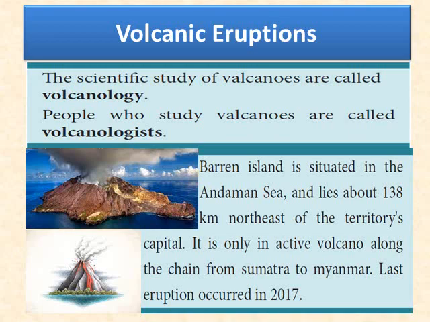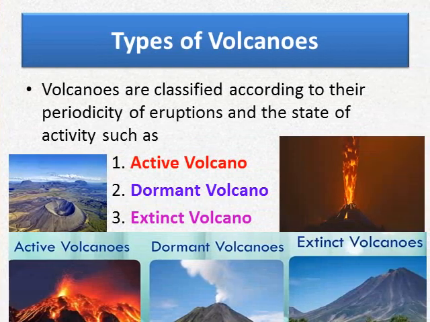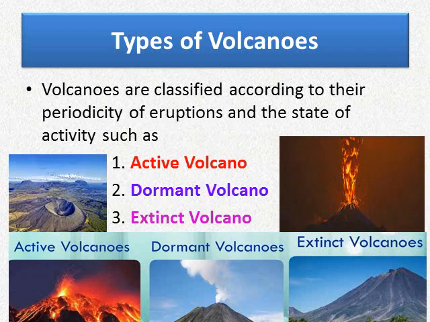Now children, let us learn about the types of volcanoes. Dear children, volcanoes are classified according to their periodicity of eruption and state of activity. The first is the periodicity of eruptions, how frequently or how rarely they erupt, and the second is their state of activity, how active or how dormant they are. We can classify them as active volcano, dormant volcano and extinct volcano.